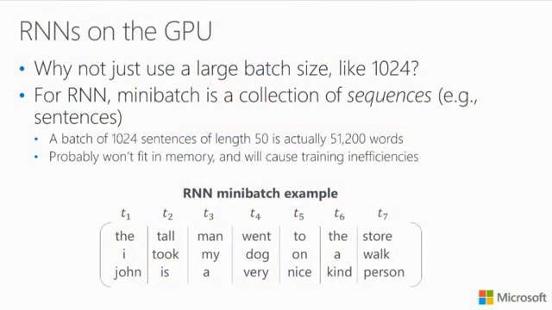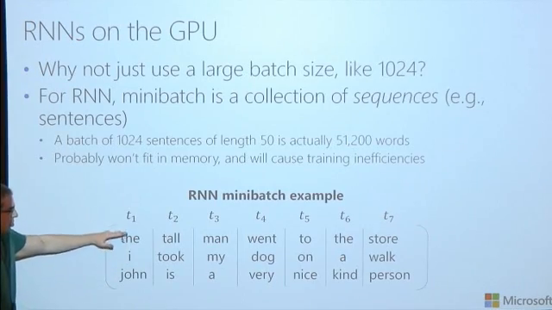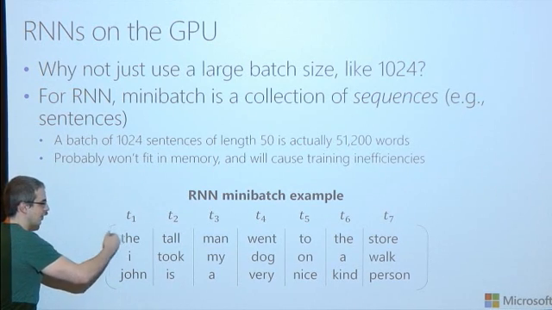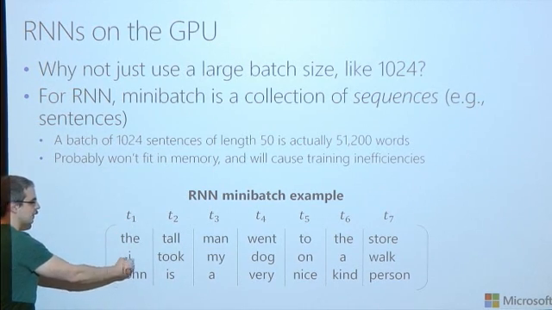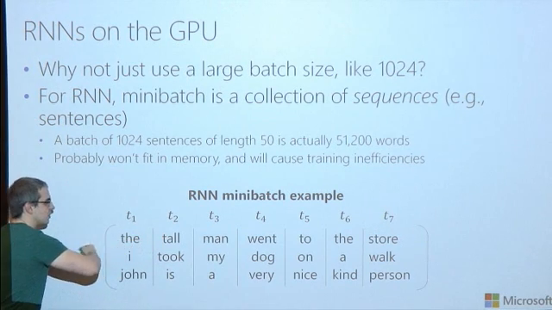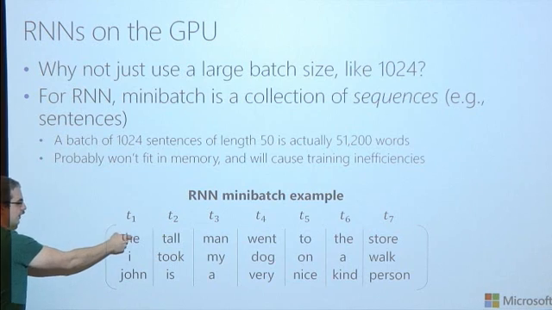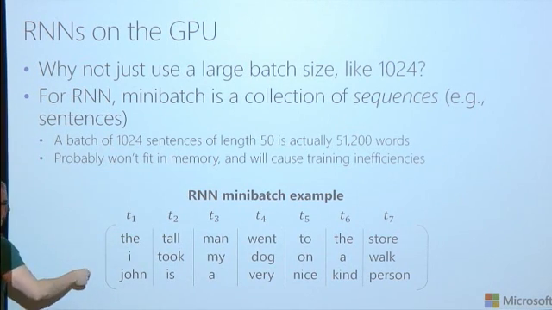So one question is why we can't just use a large batch size like 1024 if that's what saturates the GPU. The problem is that for RNNs, the mini batch is actually a collection of sequences, because every time step depends on the previous time step. If you have these 3 sentences, you mini batch them together, and it's actually a mini batch size of 3, really, because you can't compute this one until this one is done.